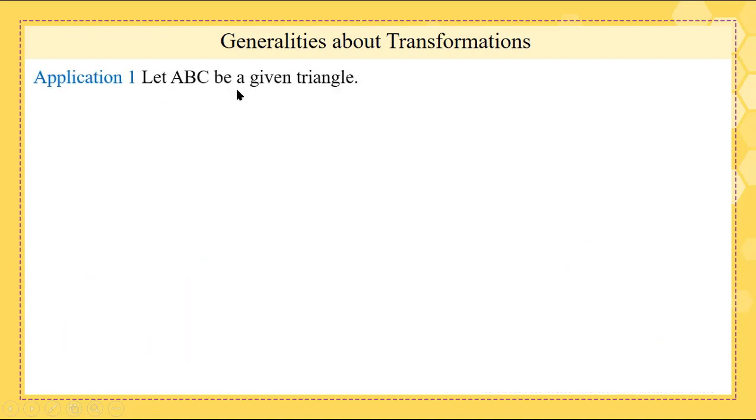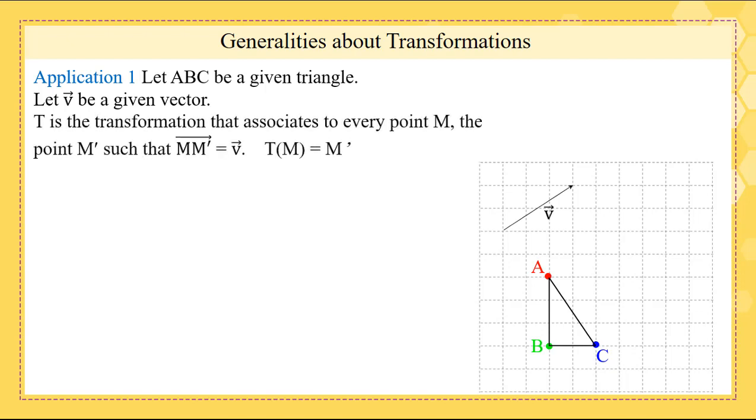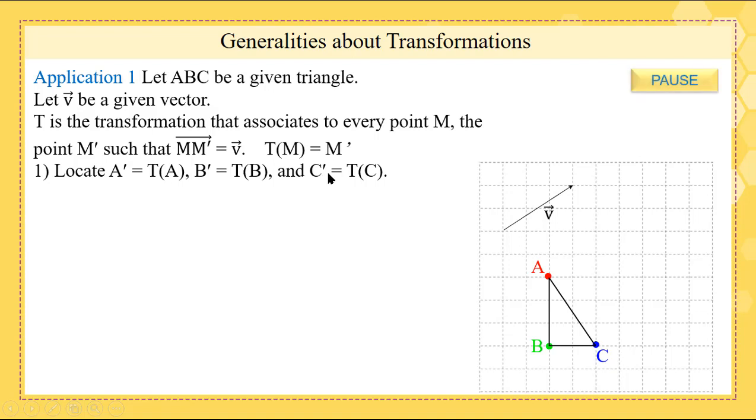Application 1. Let ABC be a given triangle. Let V be a given vector. T is the transformation that associates to every point M the point M prime. This means T of M is equal to M prime such that vector MM prime equals vector V. Pay attention, T of M is equal to M prime means vector MM prime equal to vector V. Part 1, locate A prime equal T of A and B prime equal T of B and C prime equal T of C. Try to answer it.